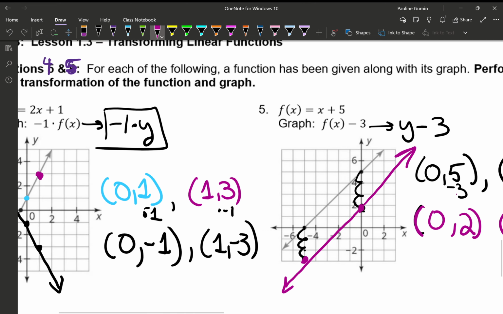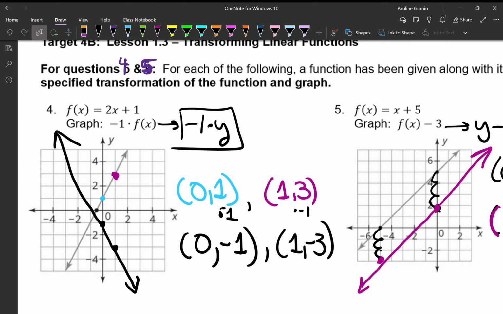Now, when we're multiplying, you definitely need to write down the new points. Maybe I can help color code that. That's what this became. That's what this became.